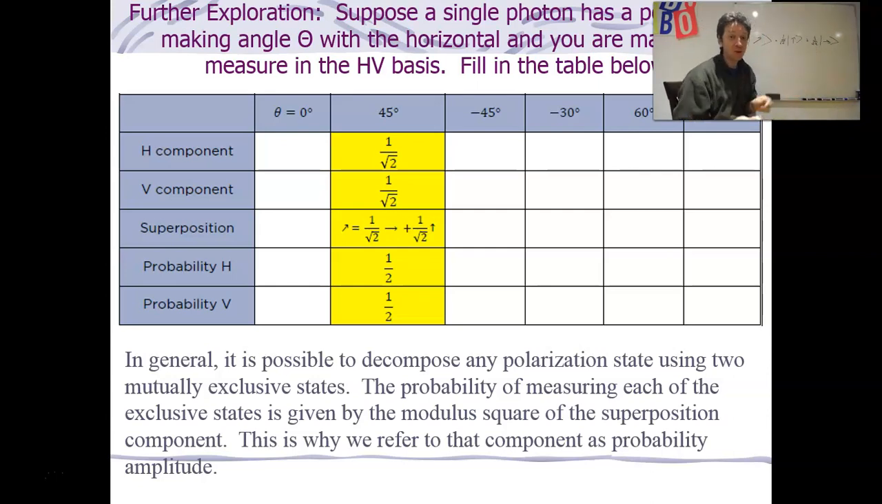But if you want to know the probability that it's going to be horizontal, you square your amplitude. Remember, I bolded that, said it's very, very important. Your probability is the square of your amplitude. So the probability that it's vertical is 1 over root 2 squared, which is 1/2, so 50%. The probability that it's horizontal, again, 50%. All right.